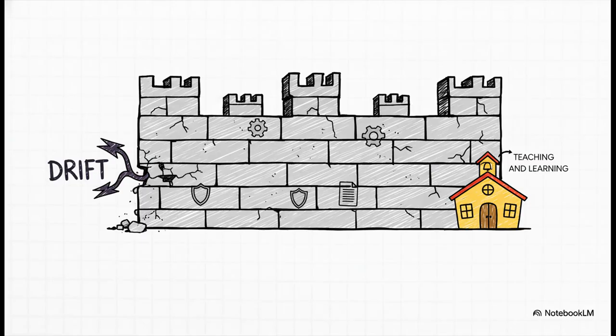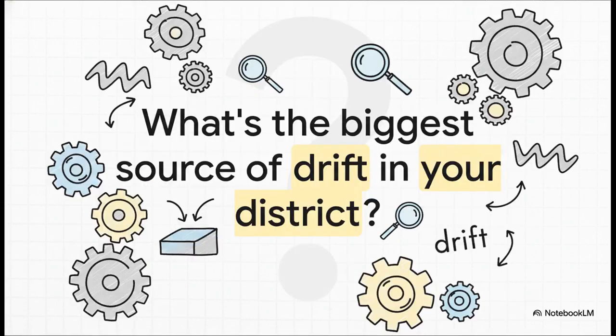So if you take away just one thing from all of this, let it be this. Strict adherence to these formal processes is what stops configuration drift dead in its tracks. It's what lets us build and maintain a secure, stable, and reliable network that can actually support teaching and learning without constant interruptions. And that leaves us with one final question to think about.